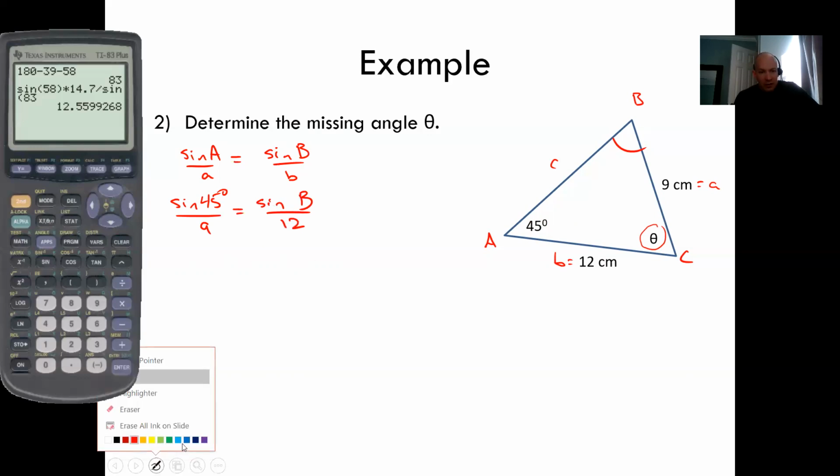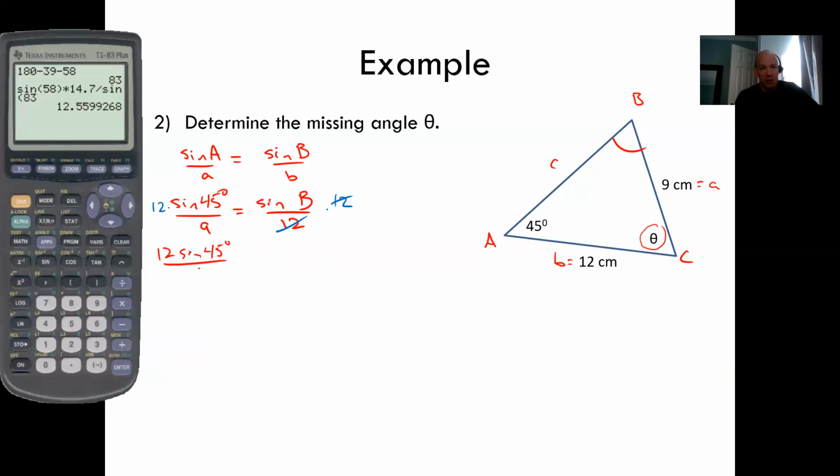This one's pretty easy to solve actually. You can multiply both sides by 12 right away. And we'll go ahead and we'll get 12 sine 45 over 9 equals sine of b. And if you want to be extra fancy, you can say b equals, and then you'd inverse sine this entire expression here. You can work it out as a number if you like, but I kind of like doing it like this.